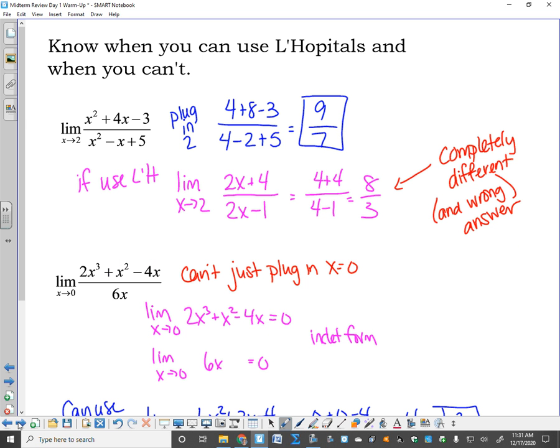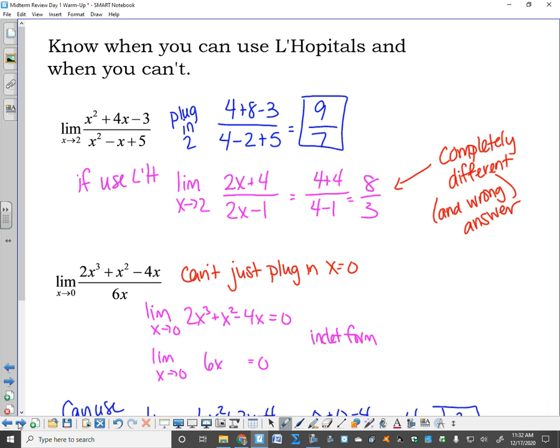Know when you can use L'Hopital's rule and when you can't. All right. This limit is headed to 2. So first, I'm going to plug it in because I can't just assume that he has issues at 2. He definitely has issues, but I don't know if they're at 2. So I just plug in a 2 and I get 9/7, which is a totally legit answer. So the limit as x approaches 2 of that rational function is 9/7.